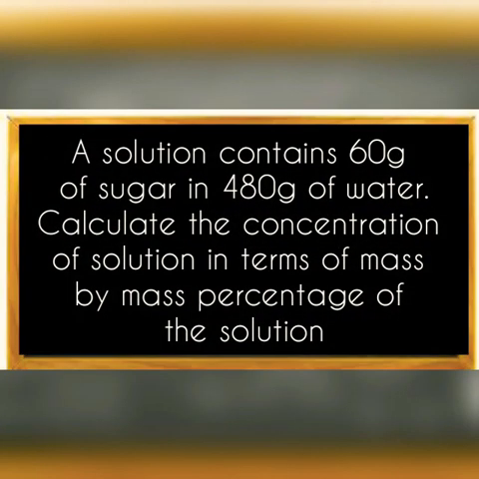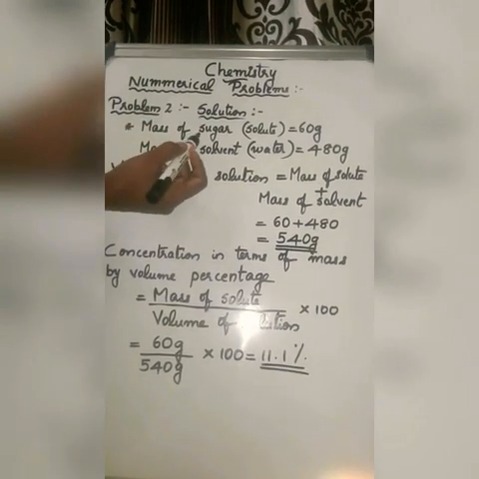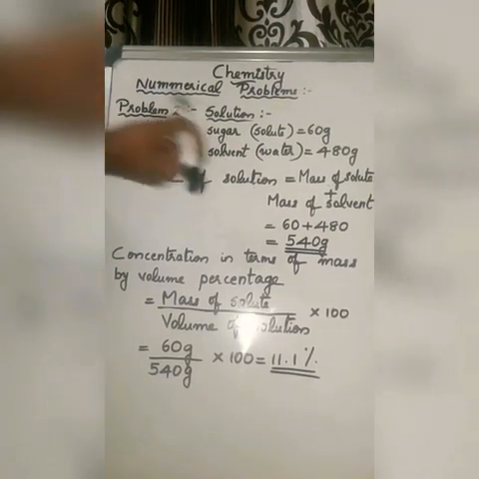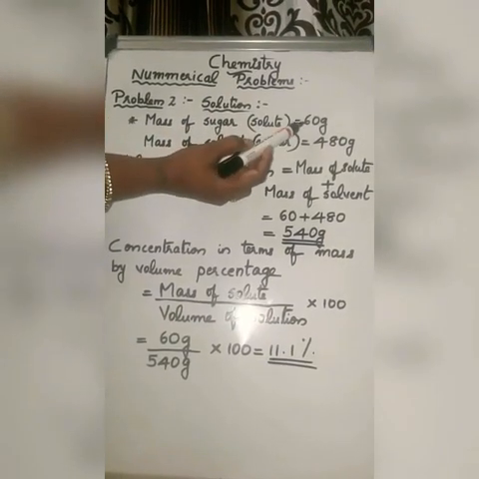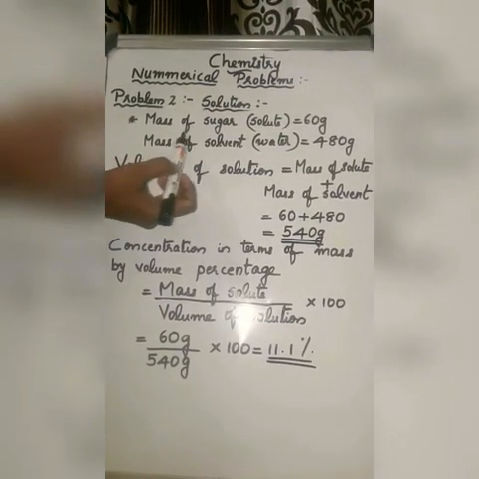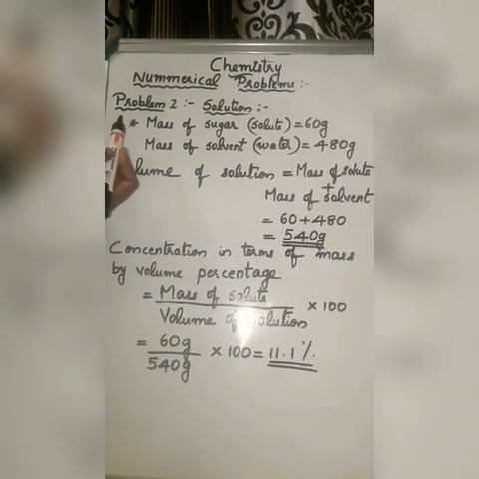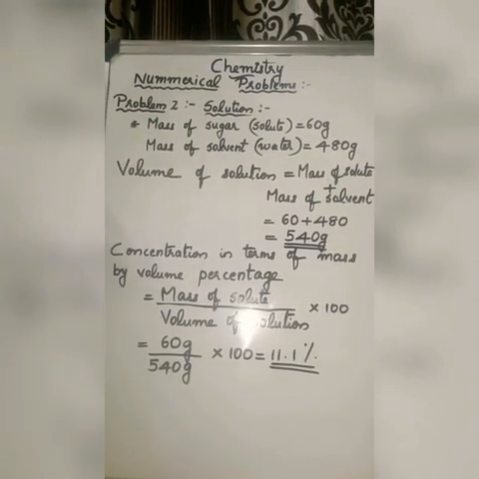A solution contains 60 grams of sugar in 480 grams of water. Calculate the concentration of solution in terms of mass by mass percentage of the solution. From the problem, it is clear that sugar is a solute and water is the solvent. Given mass of the sugar, that is solute, is equal to 60 gram and mass of the solvent is equal to 480 gram. And it is asked that you want to find mass by volume percentage of the solution.